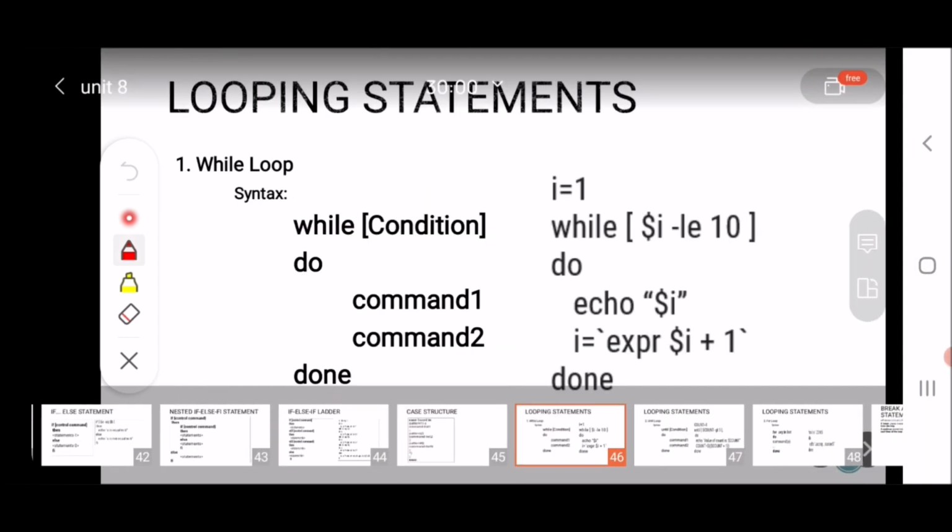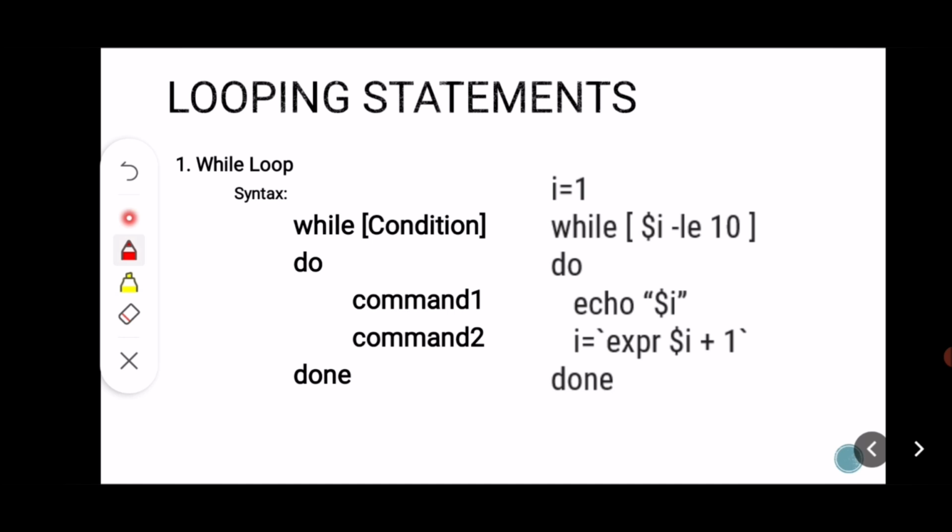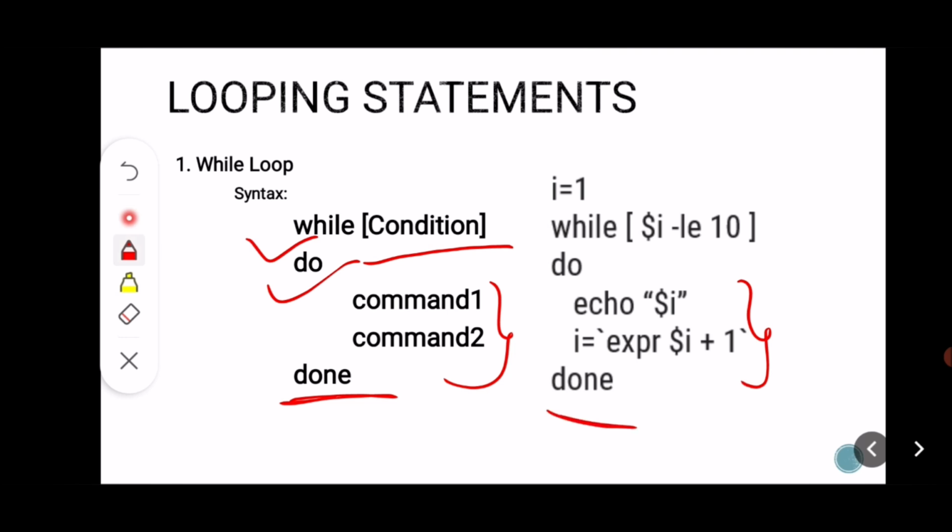The next one is the looping statement. The first one is the while loop. So how can we execute a while loop? We check the while condition first. If this condition is true, then do these commands, and the do statement ends with done. So for the example, if I is equal to 1, while I is less than 10, then do or execute this statement and then done. So here we are simply displaying the value of I and incrementing the value of I by 1.